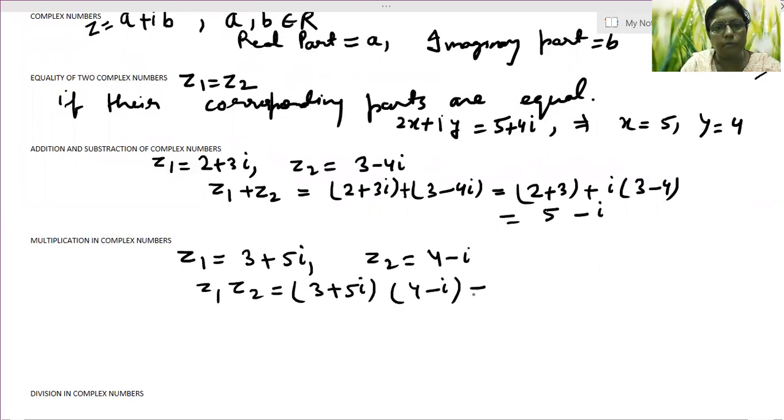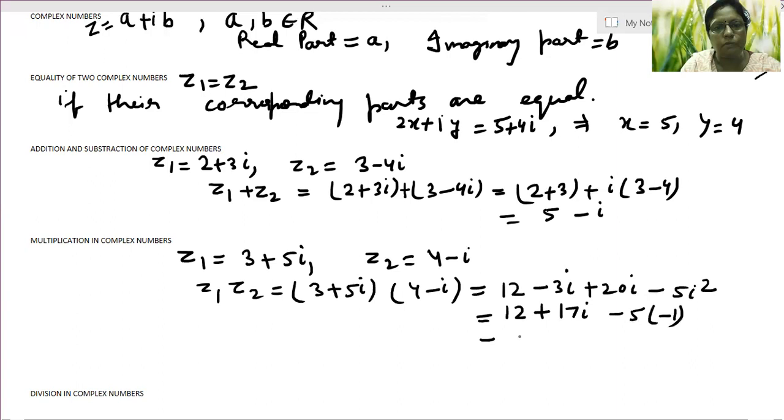So get it multiplied. 3 4 ja 12 minus 3i plus 20i minus 5i square. So this is now the real and imaginary part. So 12 plus 17i, now minus 5. This i square is minus 1. So this is 12 plus 17i plus 5. So 17 plus 17i. Simple multiplication. Okay. And whenever you have i square, just put its value.